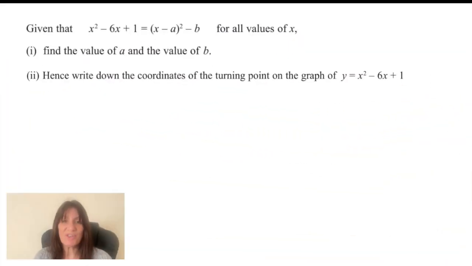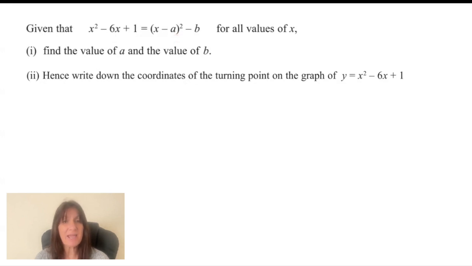So we're being told that x squared minus 6x plus 1 is equal to (x minus a) all squared minus b. Now, when we see this form, it should be triggering completing the square as our method. That's the general form, and that's what we should be thinking when we see it.